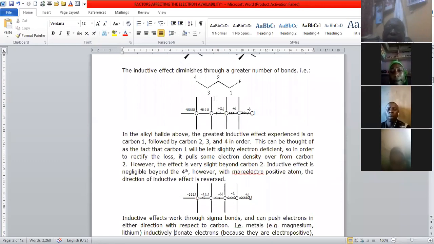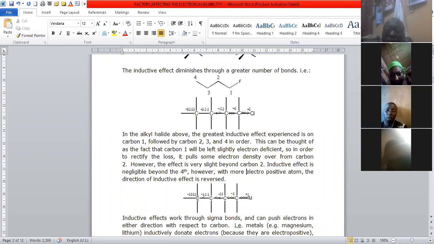Now, a situation of this nature, where you have an electronegative atom pulling electron toward itself, and the pulling of the electron is being felt by the chain of carbon atoms, is also referred to as negative inductive effect. What do I call it? Negative inductive effect. That is what we call negative inductive effect.